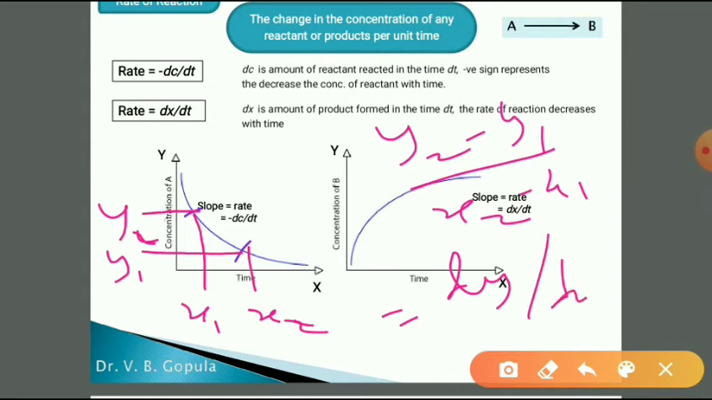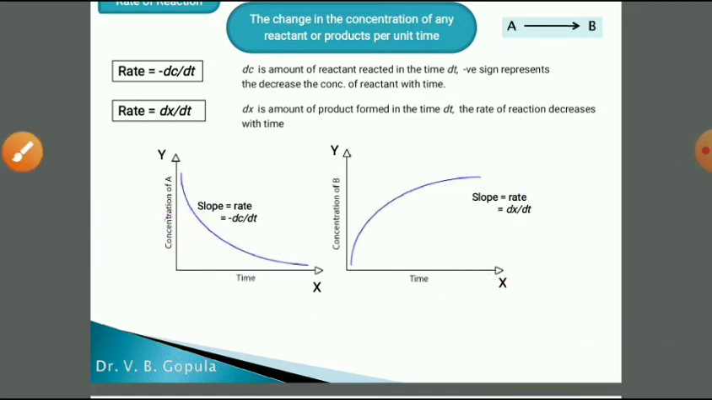you will get dy upon dx. Here dx is nothing but the change in time, and y2 minus y1 is dc. So this ratio gives the rate, which is nothing but the slope of graph 1. So this slope is the rate, given by dy upon dx, which is nothing but minus dc upon dt. The negative sign indicates that as the time progresses, a decrease in the reactants takes place.